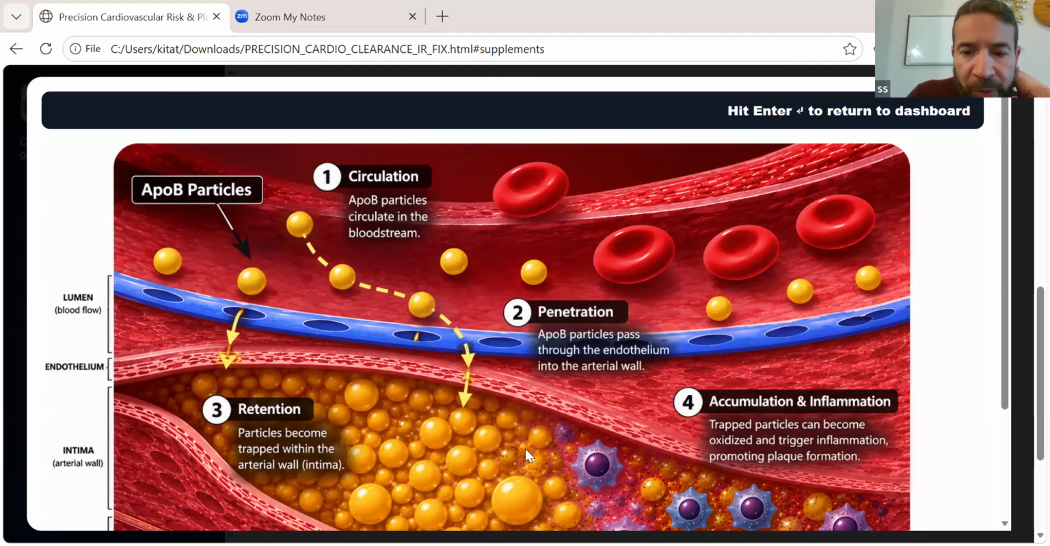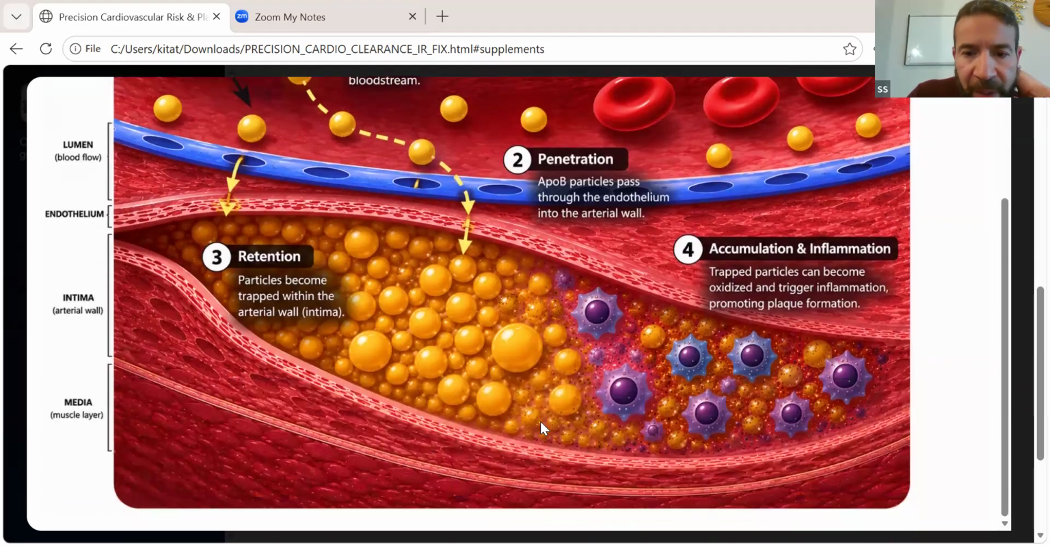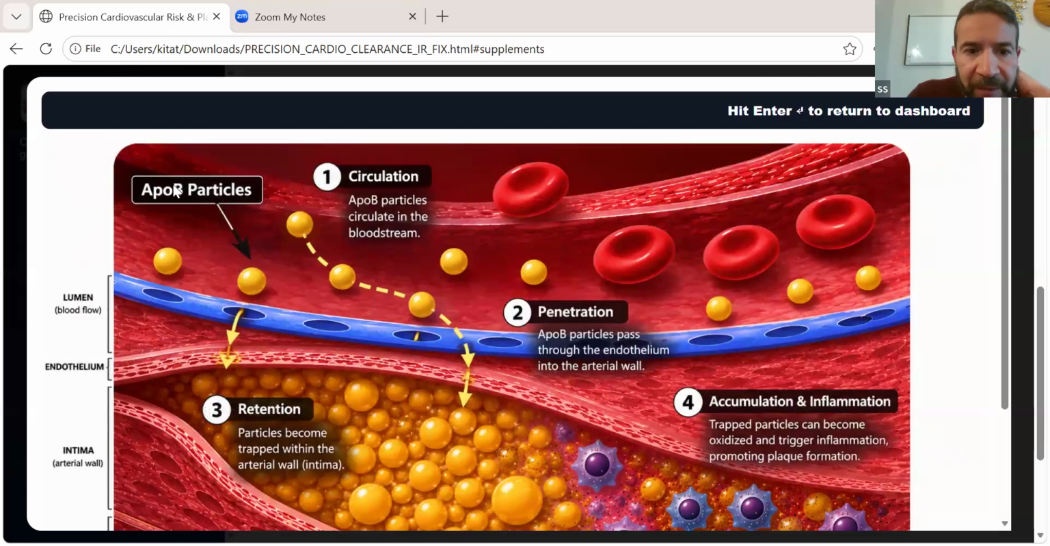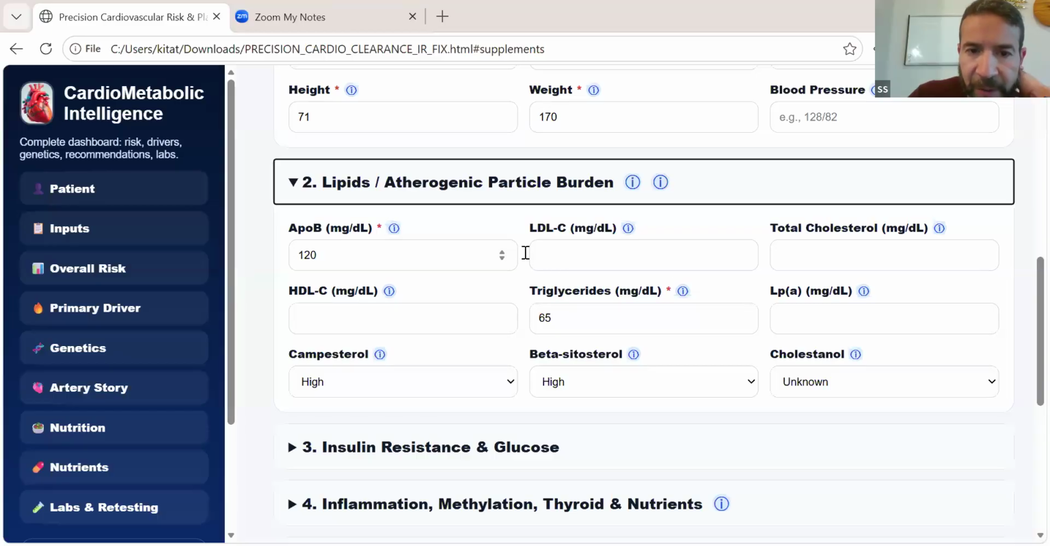Okay, so I'm not going to go over it. You can screen this. It's self-explanatory. I labeled 1, 2, 3, so you can follow the order, and it shows you exactly what happens and why we have plaque, if we have a high number of ApoBs. All right, hit return and go back.